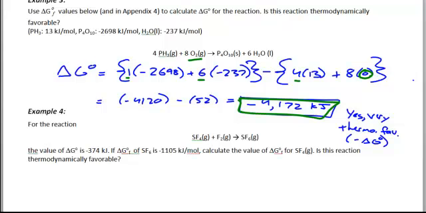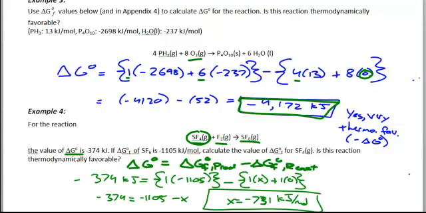So moving on to example 4, this time we are synthesizing sulfur hexafluoride from sulfur tetrafluoride and fluorine, and this one's a little bit different because this time it gives you the value of delta G for the reaction, and we have to figure out the heat of formation of SF4. So I'll go ahead and let you read through it and work it out, and we'll compare answers. Okay, working through, we get a value of negative 731 kilojoules per mole for our heat of formation of SF4. And that, ladies and gentlemen, is all there is to it.